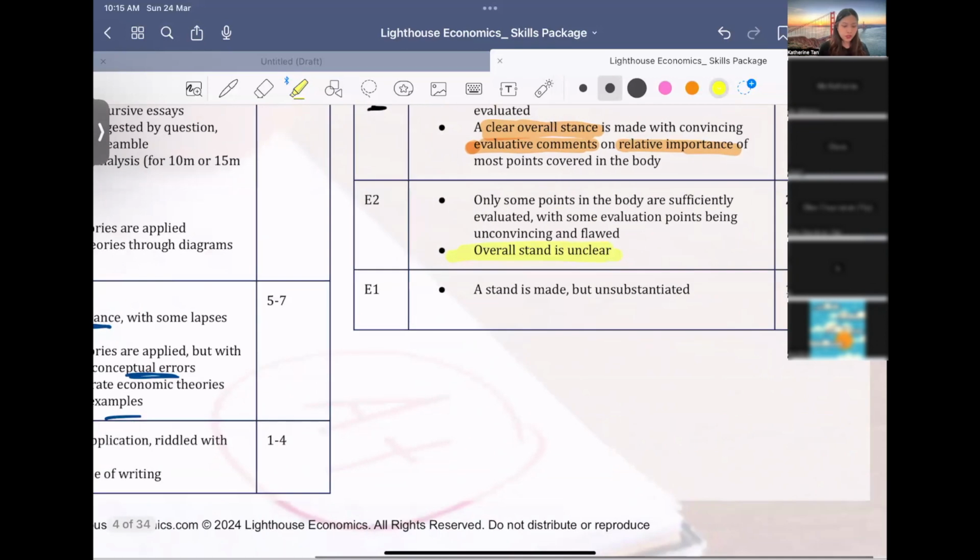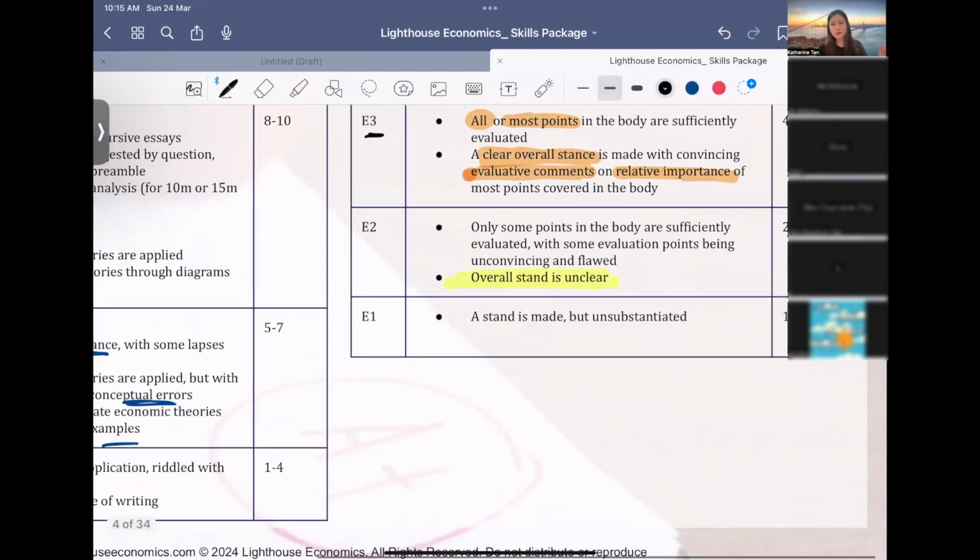So let's say you're rushing for the exam, and in the whole essay you didn't really have time to evaluate anything or didn't write any evaluation, and then in the end you just slot in, oh, you think that you agree with the thesis more, or you disagree, you say that inflation is not the most important macroeconomic goal. Then you maybe write 1-2 lines, but you don't really substantiate. This is where you fall into E1.